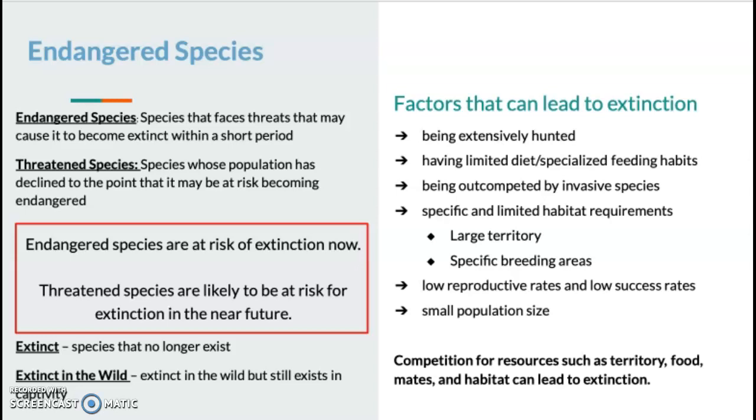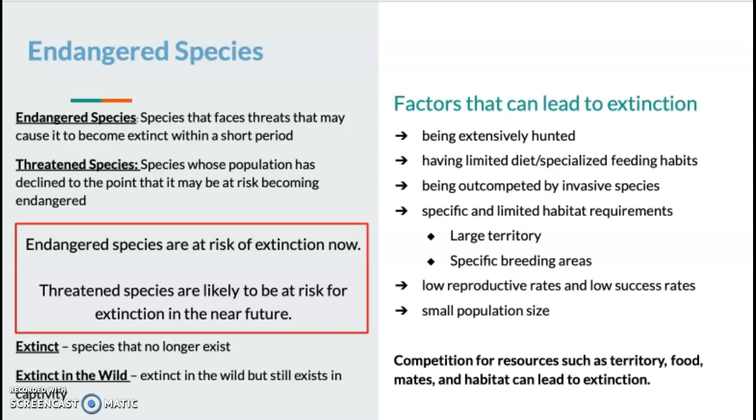Before a species would be listed as endangered, it would be listed as threatened. This means their population has declined to a point that it may become endangered. So endangered is kind of like our super red alert. It's pretty close to going extinct. Threatened would be kind of like an orange alert. It's not quite there yet, but it could possibly become endangered soon.